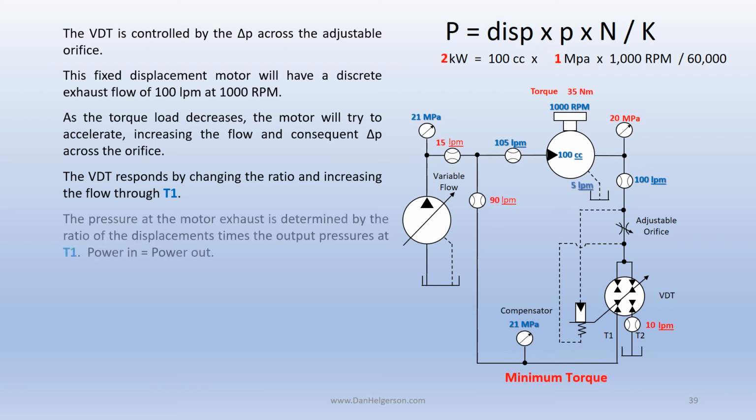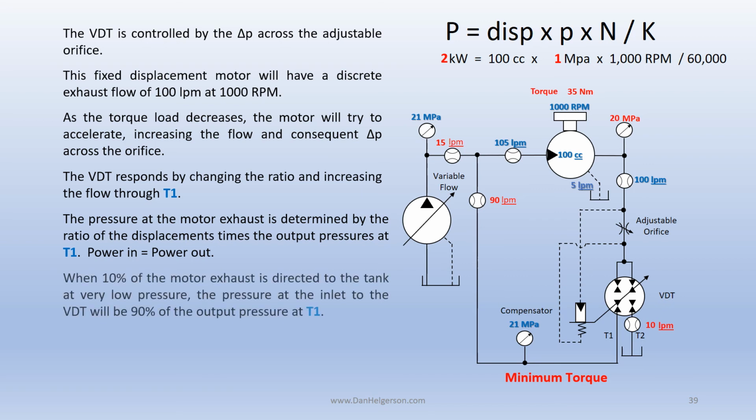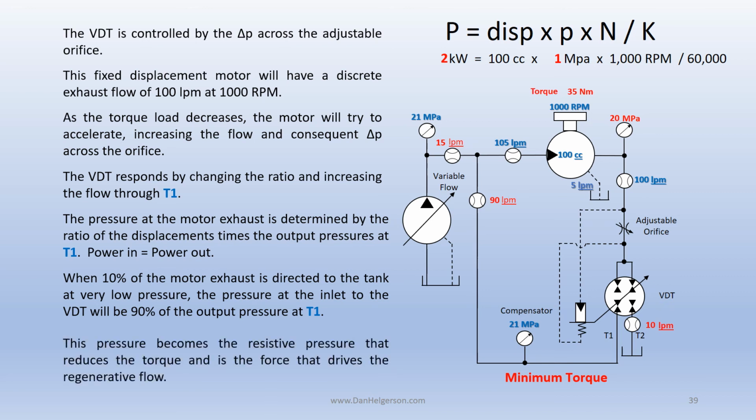Until we come down to very low torque, we find that the pressure at the motor exhaust is determined by the ratio of the displacement times the output pressure at T1. Power in equals power out. When 10% of the motor exhaust is directed to the tank at very low pressure, the pressure at the inlet to the VDT will be 90% of the output pressure at T1. This pressure becomes the resistive pressure that reduces the torque and is the force that drives the regenerative flow.